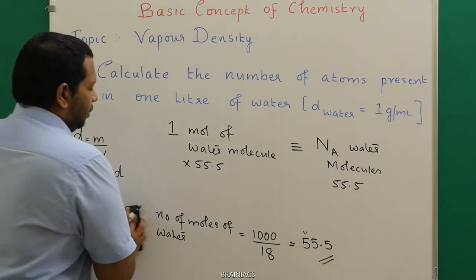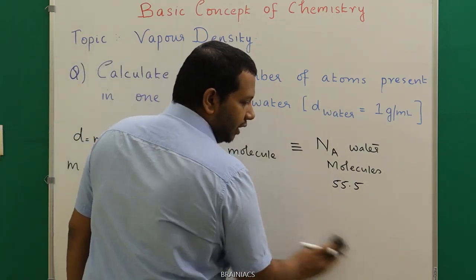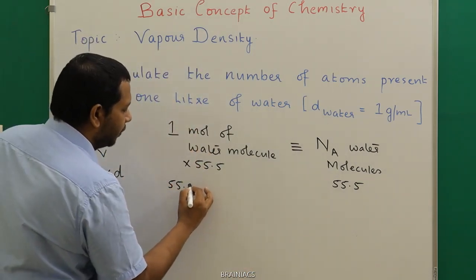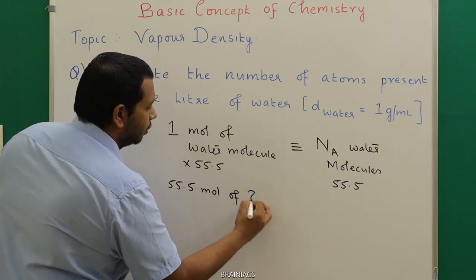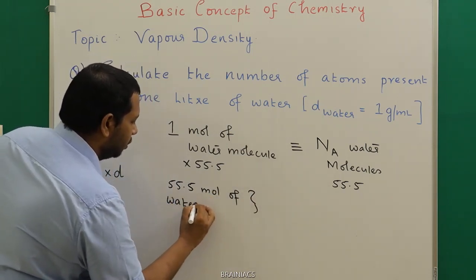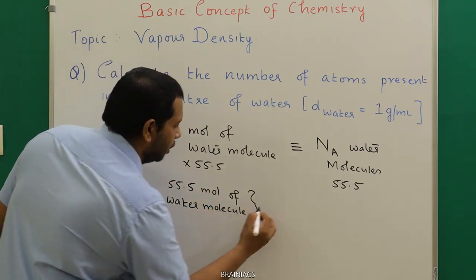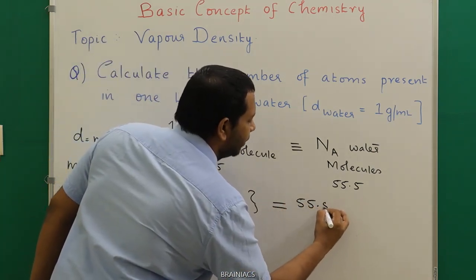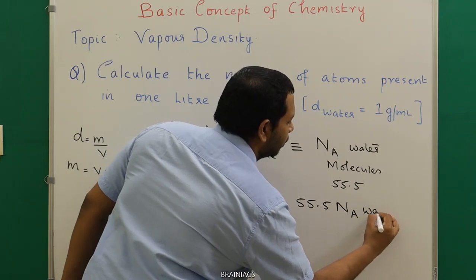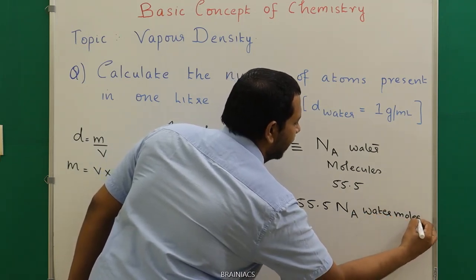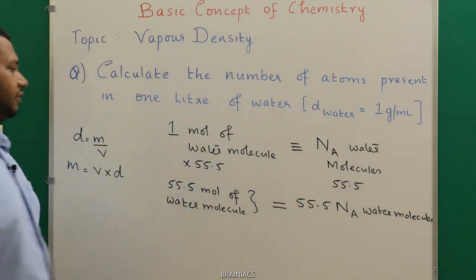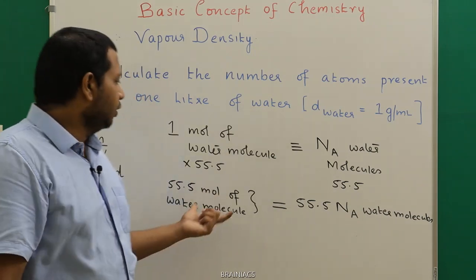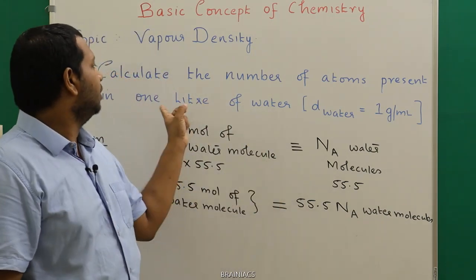Correct. So tell me how to do that further. So I can write 55.5 mole of water molecule contains how many water molecules? 55.5 Na water molecules. Correct? So I am not putting the actual values. Just this is an understanding. For 55.5 Na water molecules. Did you get the answer? No. Now I know how many water molecules are there in 1 liter of water.